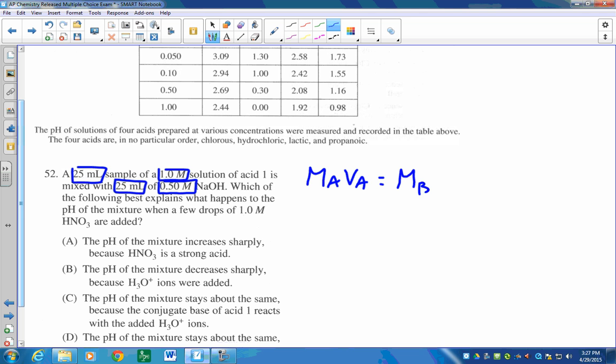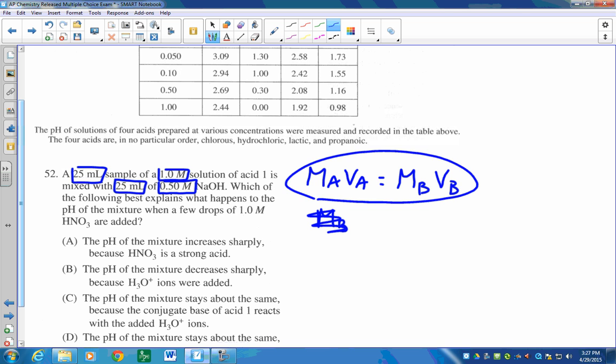equals MBVB. And so let's just say the molarity of the base. Well, I guess that's not really the way to do it. Anyways, just so that you understand, these aren't equal. These aren't equal because the volumes are equal, but this is half of this. So you're actually at the half equivalence point.